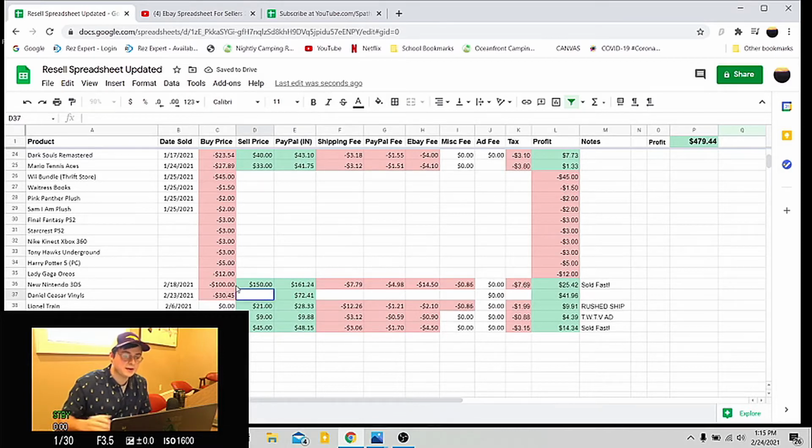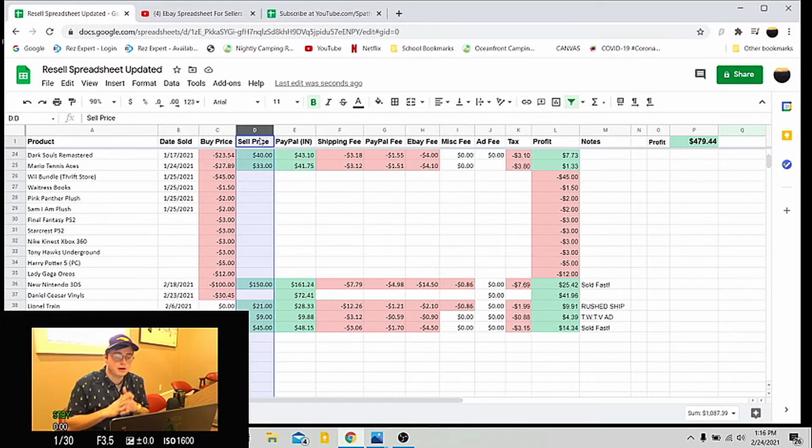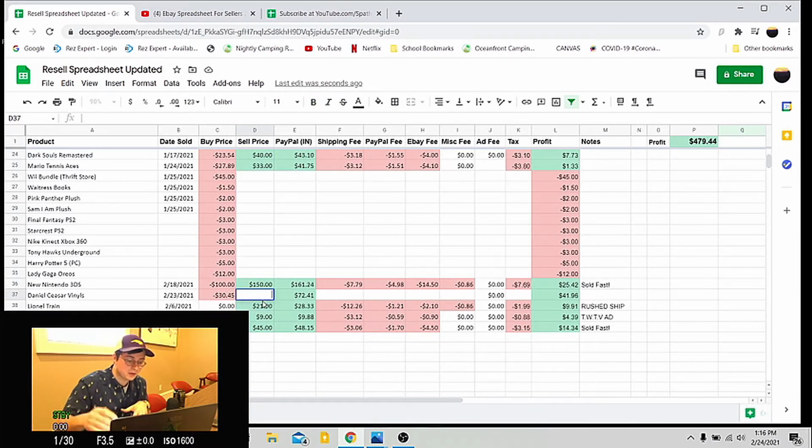Our selling price. Now this I did auction style, and this sell price column doesn't actually get included in your calculation. So feel free to put in whatever you want. I always put in what I started the auction at, and I started this auction at $40.